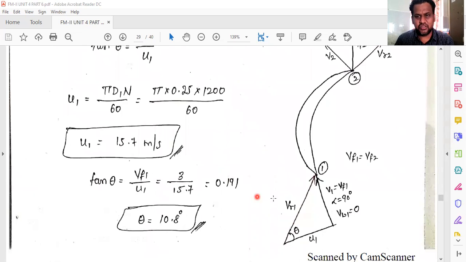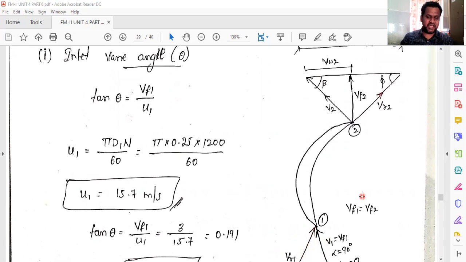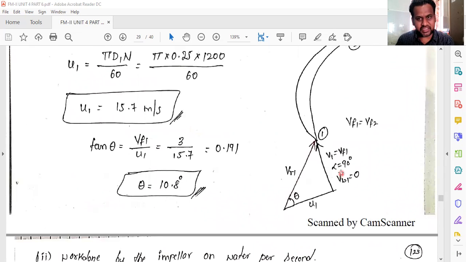So once again, write the diagram. You should know where is theta, what is Vf1, Vf2, beta, phi, everything. Once again, finding theta is very easy. Apply tan theta is equal to opposite by adjacent. Opposite is Vf1 divided by U1. So U1 we can calculate, Vf1 is already given. How can we calculate U1? Pi D1 divided by 60.